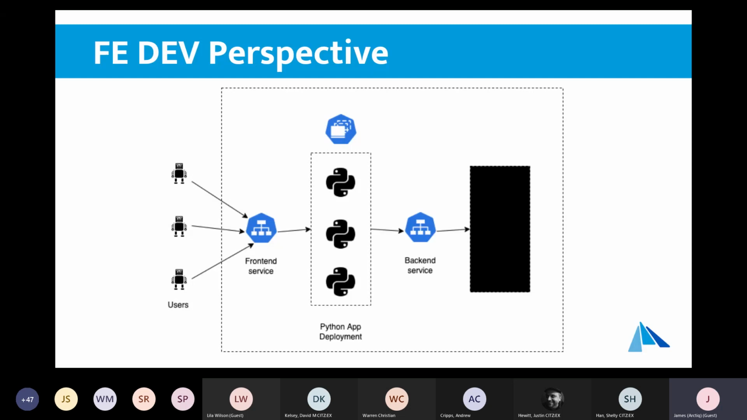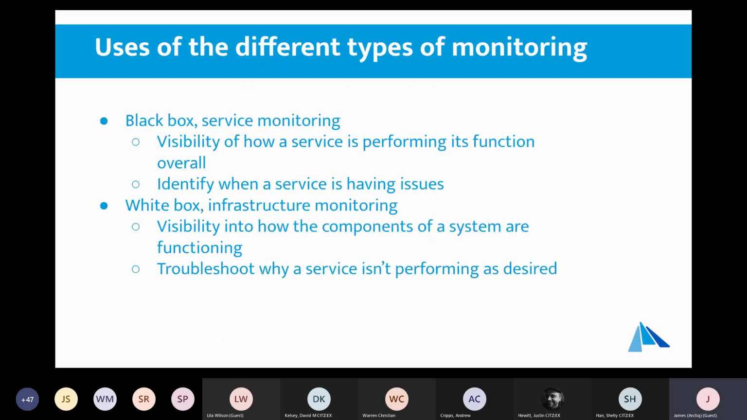You can keep this perspective model going and create a perspective for a backend developer or your infrastructure administrator or your networking team or your storage team. Each perspective is of the same service, but looking at it from a different view. So with that black box monitoring, that's how you do service monitoring. It's a visibility of how a service is performing, whatever its function is overall. And it's a great way to identify when you're having an issue.